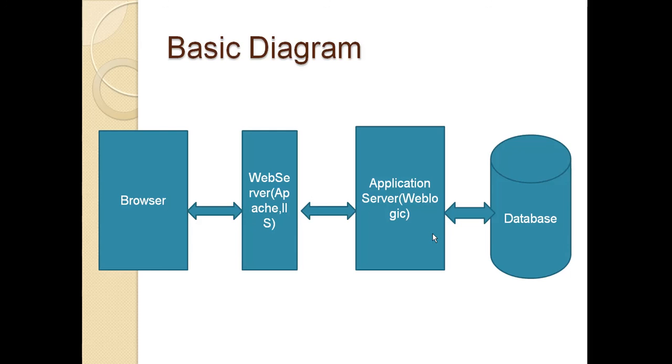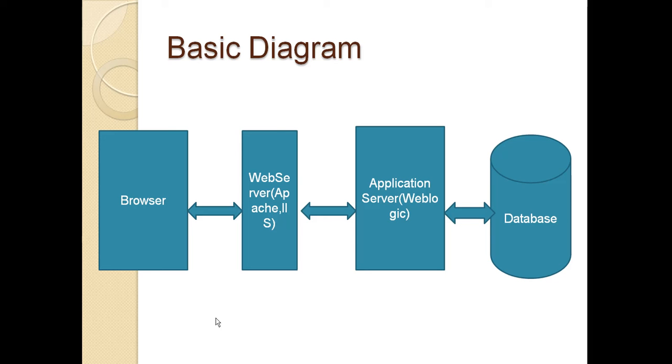So this is the diagram. This is a basic diagram which represents our middleware tier. So our WebLogic is in the middleware tier. It's an application server. The browser sends a request to the web server, which sends a request to the application server. If the application server needs database access, it will access the database, and in the same way the response will be sent back from the application server to the web server and from the web server to the browser. So this is something very basic about WebLogic.